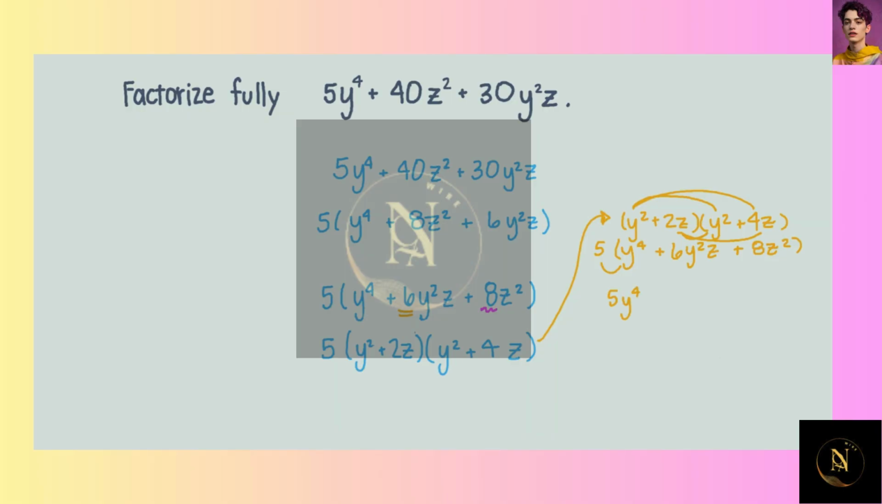5 times y to the fourth equals 5y to the fourth. 5 times 6y squared z equals 30y squared z. 5 times 8z squared equals 40z squared, which is what we originally started with. The fully factorized form is 5 times y squared plus 2z times y squared plus 4z.